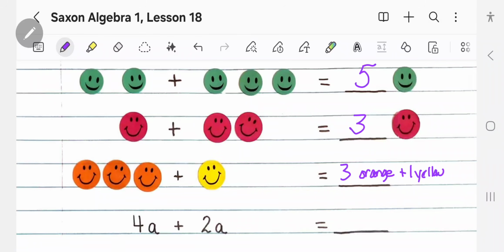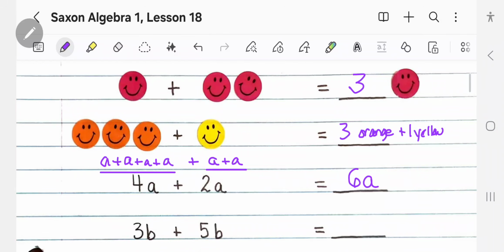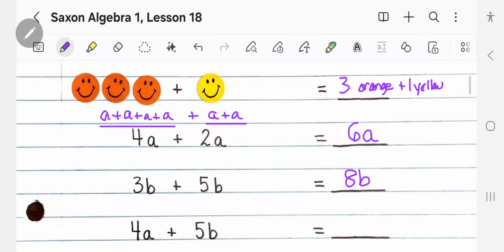So we'll take another little step here. 4 A's plus 2 more A's. Now, I could have written out A plus A plus A plus A plus A plus A. But you understand that this is 4 A's and this is 2 A's, right? So 4 A's plus 2 A's would be a total of 6 A's. Okay, doing good so far. 3 B's plus 5 B's would be 8 B's.